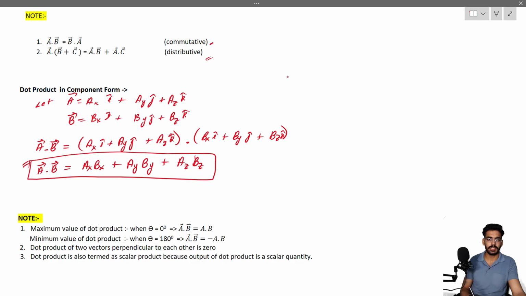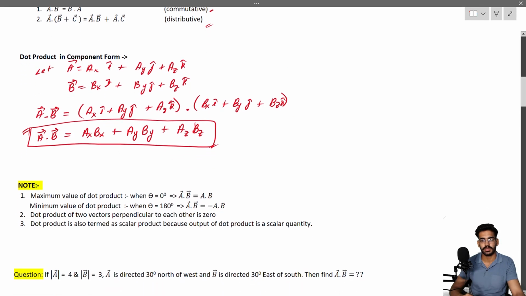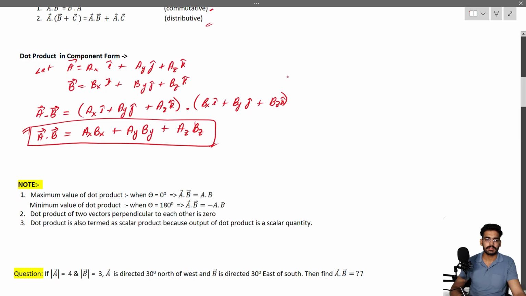x component into x component plus y component into y component plus z component into z component is the dot product if it is given in terms of i cap, j cap and k cap component form. So now you know a vector dot b vector is ab cos theta. When will it be maximum? When cos theta is maximum. So theta is 0 degrees, then it will be maximum. And when cos theta is minimum, meaning -1, then it will be minimum, minus ab. Cos 180.